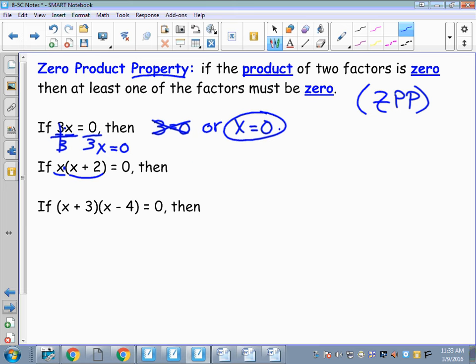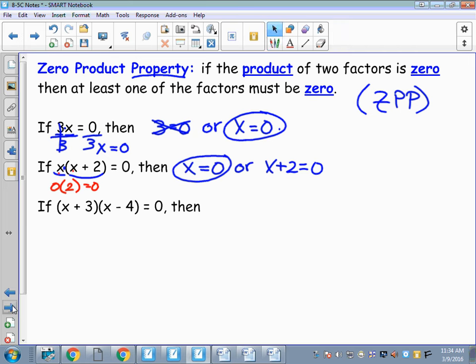So what I can say is either the first one, x is equal to 0, or the other factor, x plus 2 is equal to 0. And what that does is it creates two mini equations. This little mini equation is already solved for us. x could equal 0. If x equals 0, what this would equal is 0 times 2, which is 0, because I plug in 0 for those x values. But in addition to that, if x plus 2 is equal to 0, and I solve for the variable by subtracting 2 from both sides, the value of x being negative 2 would also give us 0.